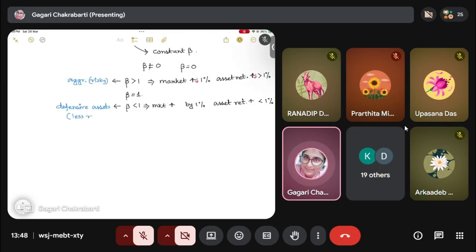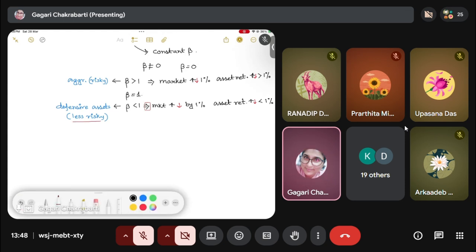রিস্কি বোঝার জন্য সবসময় you will have to refer to a sliding market. Okay. So therefore, when the market falls by 1%, then asset return will also fall, but less than 1%. So therefore, this asset is less risky.